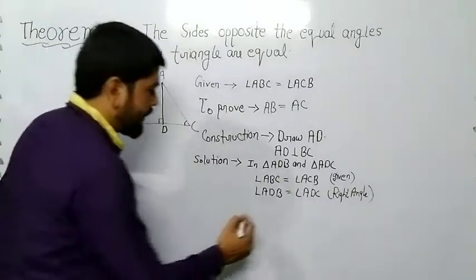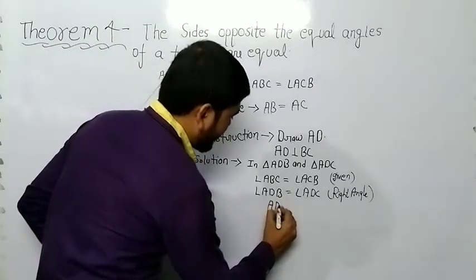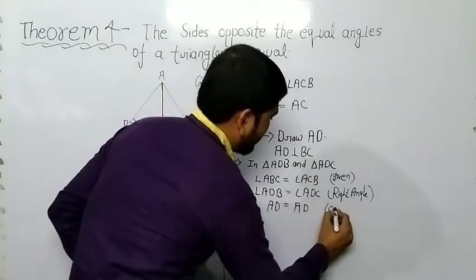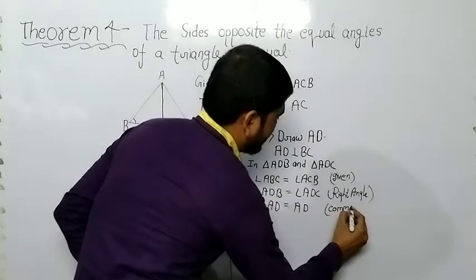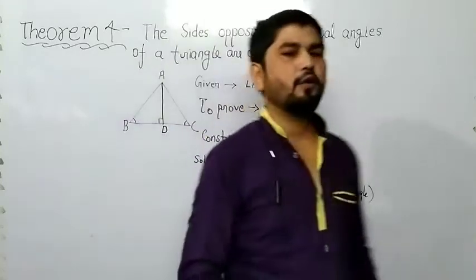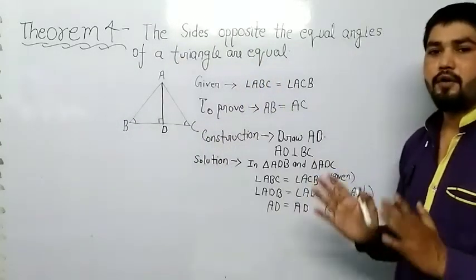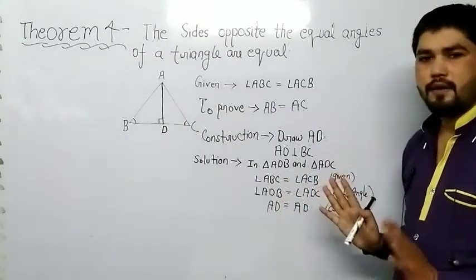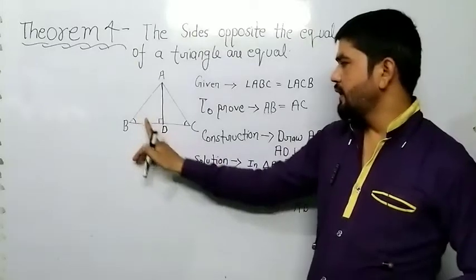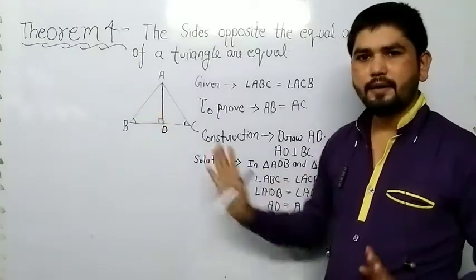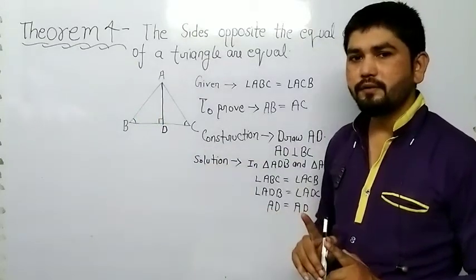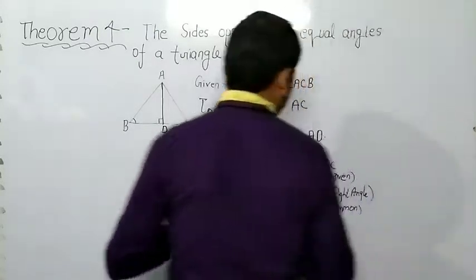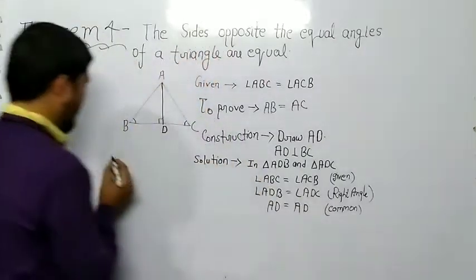So we can write AD is equal to AD. Why? Common. Now we have found three properties required to prove the triangles congruent: angle, angle, side. We got angle, angle, and then side. So which congruency rule will we apply here? AAS.